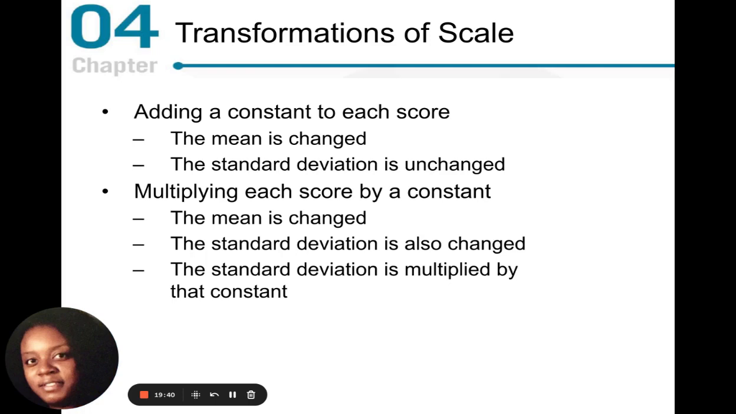When we look at transformations of scales, this is how we can add a constant to each score or multiply each score by a constant. If we add a constant to each score, then our mean is going to change because something's going to be added. In that case, though, the standard deviation should still remain unchanged. However, if we multiply each score by a constant, the mean's going to be changed and the standard deviation is going to be changed. The standard deviation is also going to be multiplied by the constant.